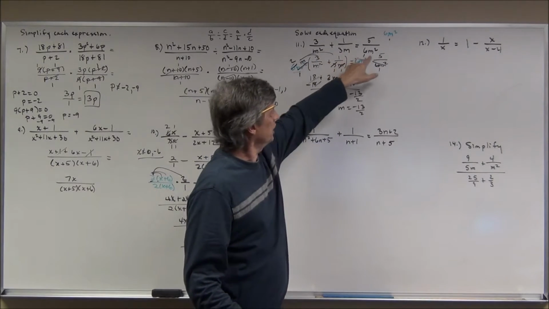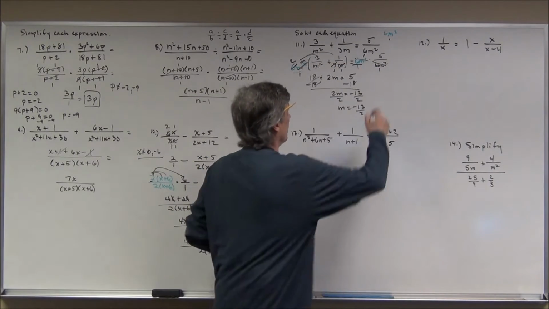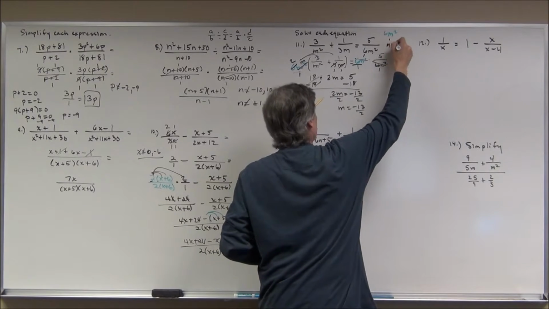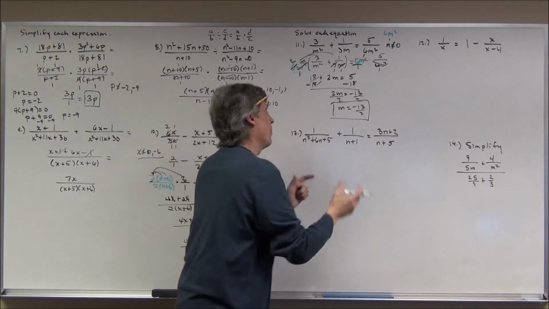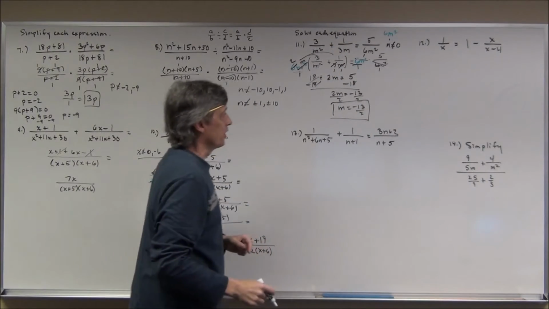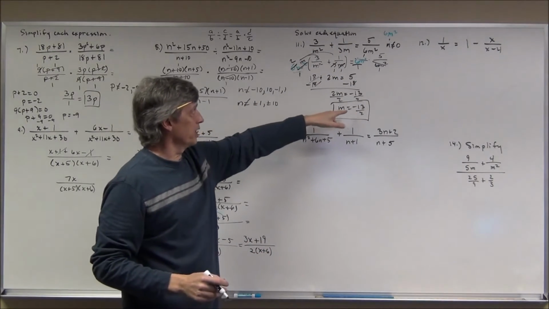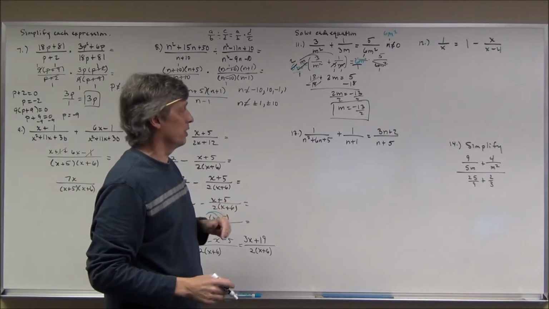Well, my only restriction on my denominators up here was the fact that m could not equal 0. And that's not a 0. This is a good answer. But you go back and you check. If this is my only answer and it makes the denominator 0, then there is no answer.